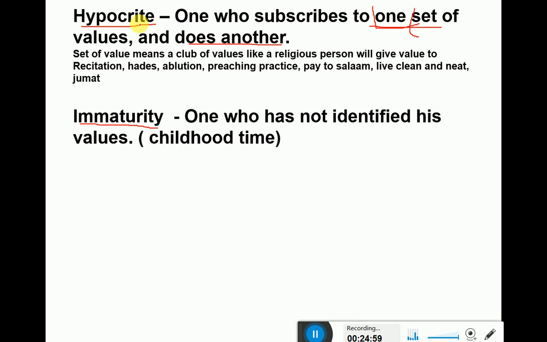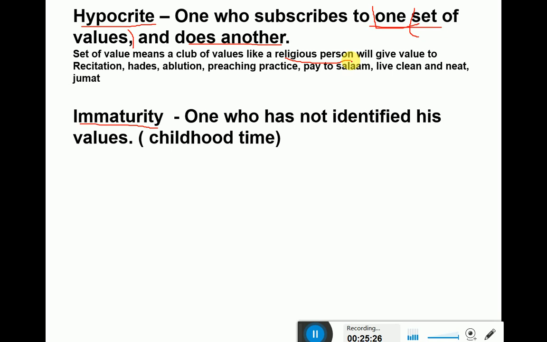Is it? He has no value. It means that the person or the child is still immature. Immaturity is a stage of mind, basically a psychology concept. So immaturity is basically connected with the age of the mind.